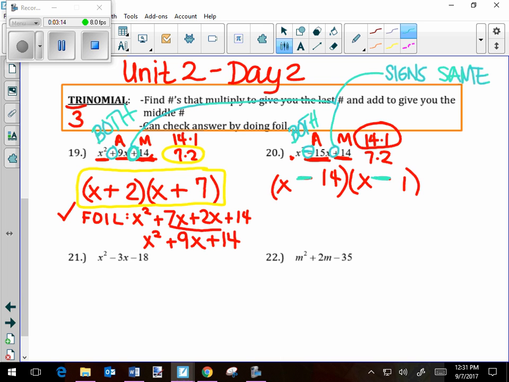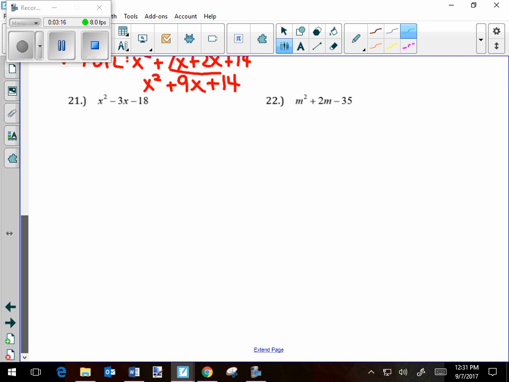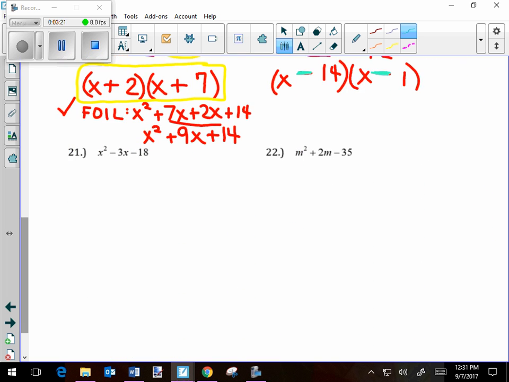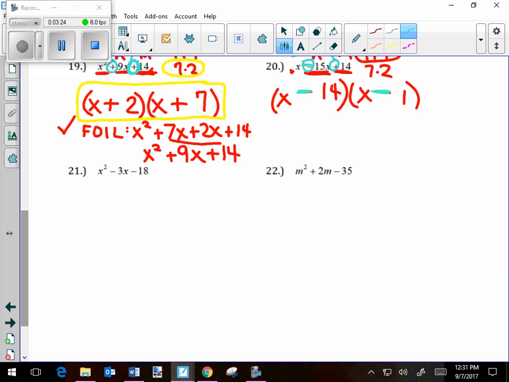So if we keep that in mind and we look at the next two questions, you can see that we don't have that positive sign there anymore. Now our last term, the numerical term, has a negative on it. That means that my signs will be different. That means that there will be one of each. So I start the process the same way. I say, okay, what are my numbers that are going to multiply to give me this 18? So I have 18 and 1, 9 and 2, 6 and 3.